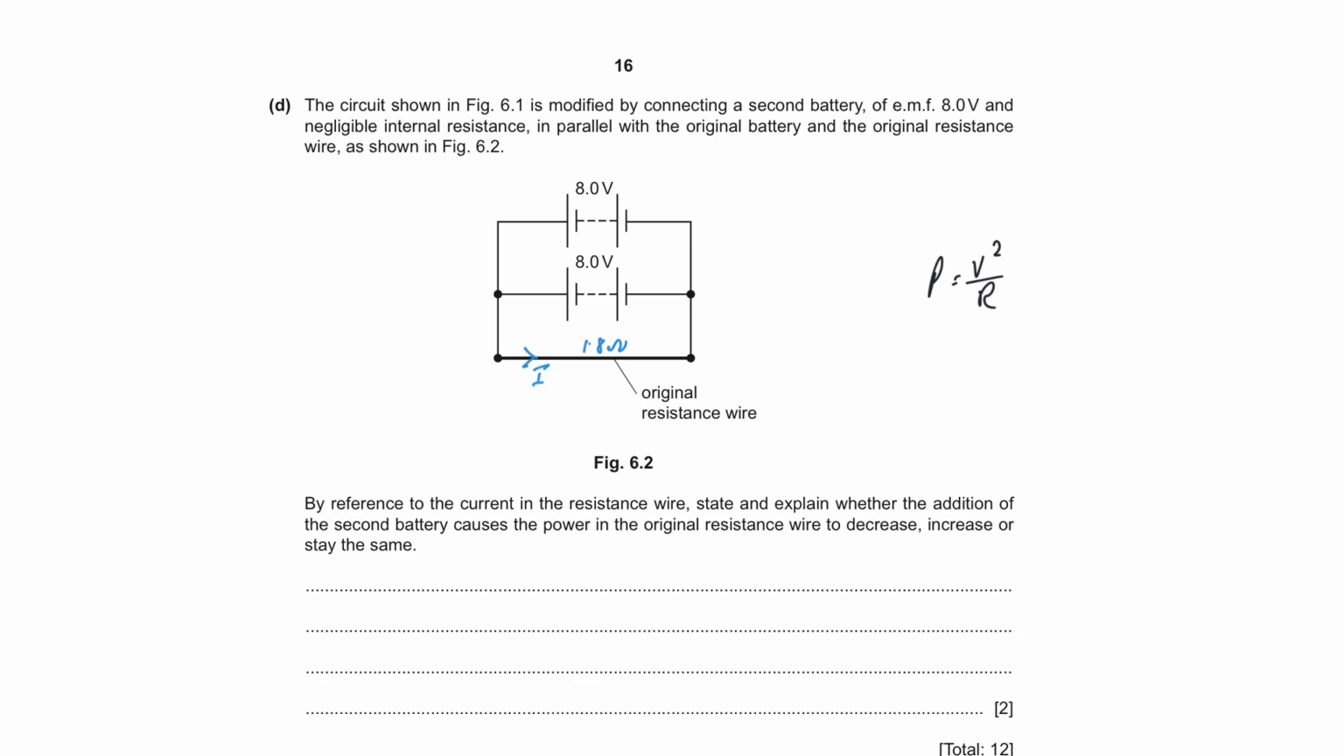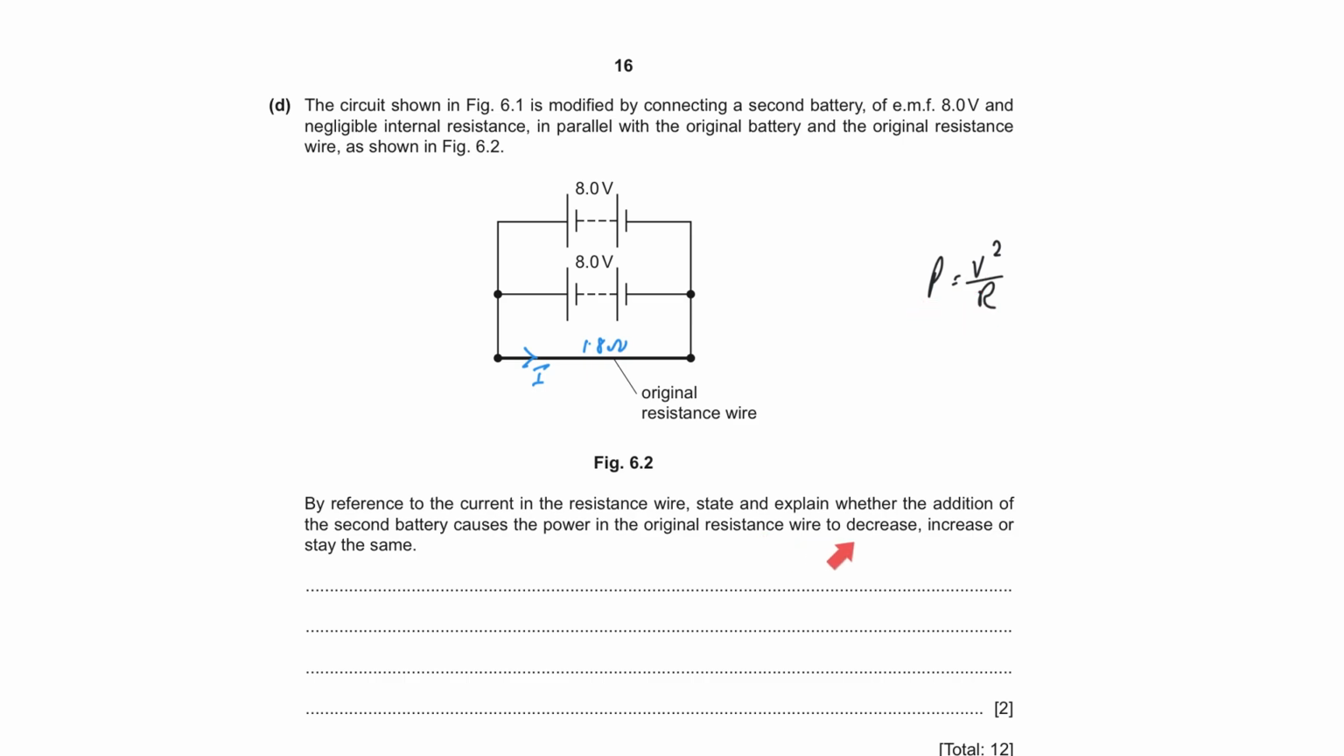And when you have identical batteries connected in parallel, like in this case, irrespective of the number of batteries, the total potential difference to the circuit does not change. So this is 8 volts, this is 8 volts. This resistance wire here still gets 8 volts. So it has the same potential difference. It has the same resistance, so it will have the same power.